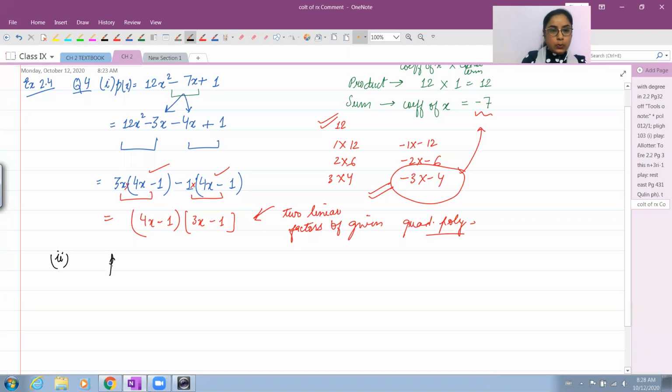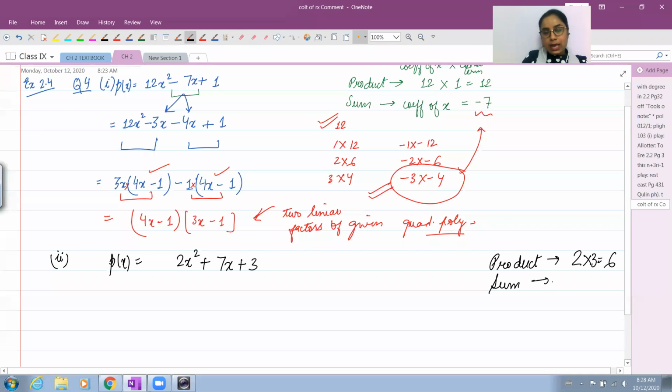Let's take up the next one. I've got p(x) equals 2x squared plus 7x plus 3. And again, I'm going to write down what I need as the product and the sum to split my middle term. 2 multiplied by 3 is 6. And the middle term is 7, positive 7 to be specific. 1 into 6. So I'm going to split the middle term into 1x plus 6x plus 3. I've split my middle term.